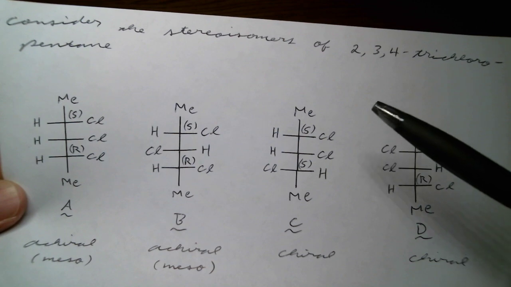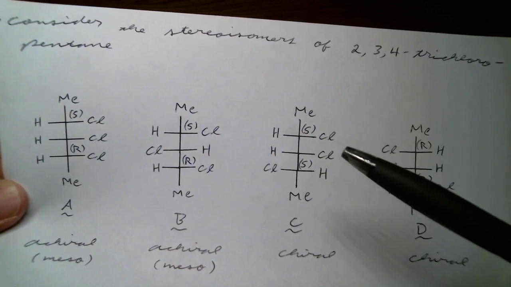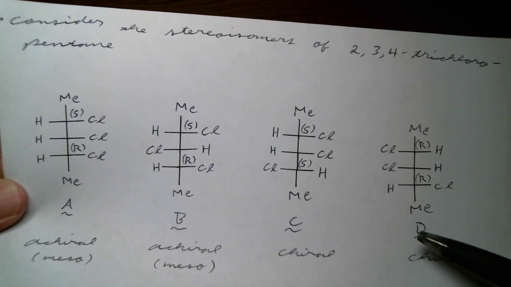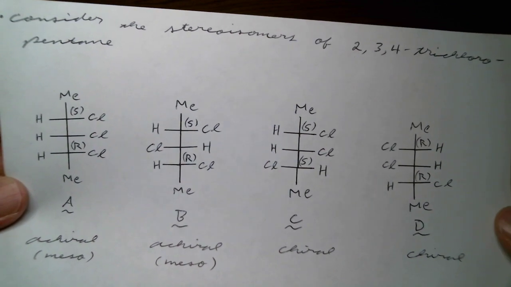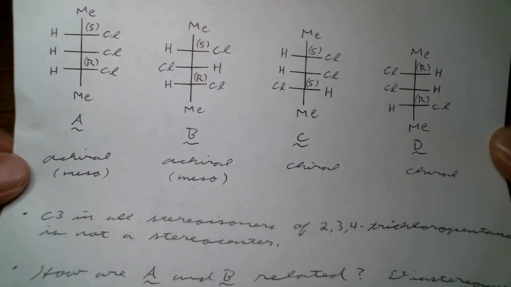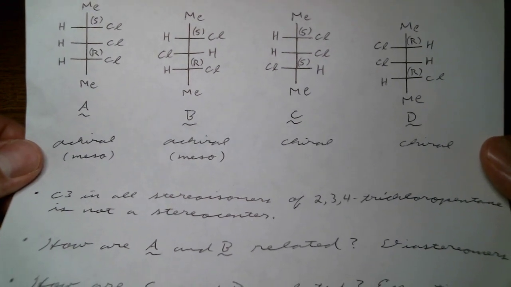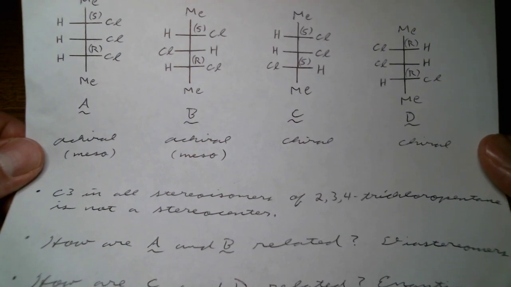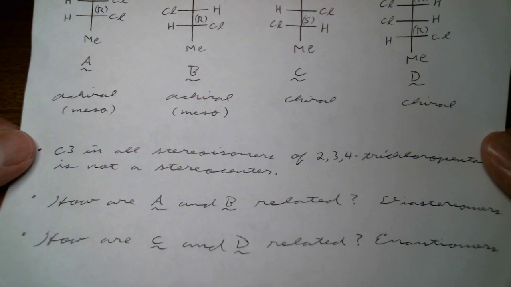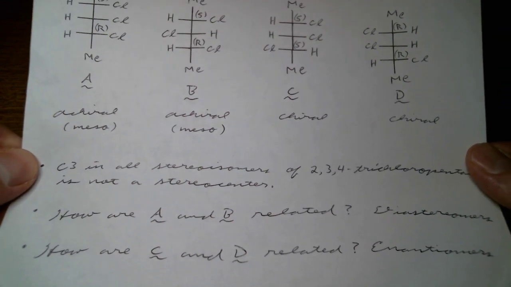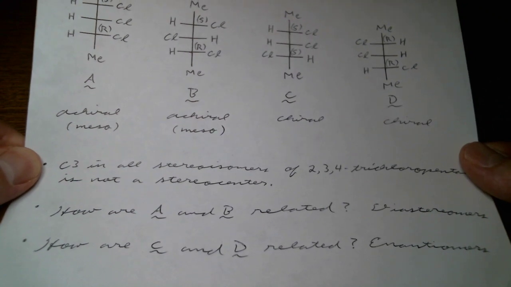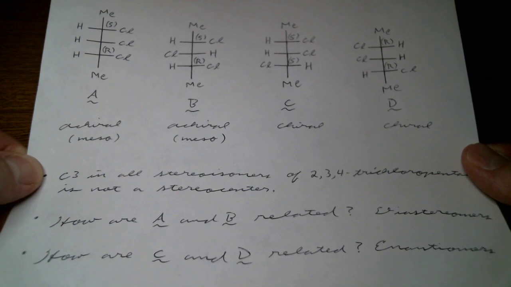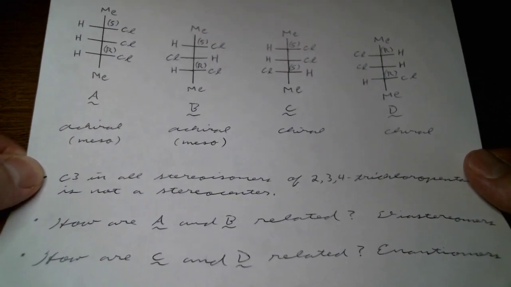But anyways, you can see quite clearly that stereoisomer C is the mirror image of D because the Fischer projections are right next to each other, and it's as though there is a mirror plane between stereoisomers C and D. They are both chiral. There are no internal planes of symmetry. So as I mentioned, carbon number 3 in all stereoisomers of 2,3,4-trichloropentane is not a stereocenter. How are A and B related? Well, they are diastereomers, as I said, and then of course C and D are non-superimposable mirror images, so they are related as enantiomers.